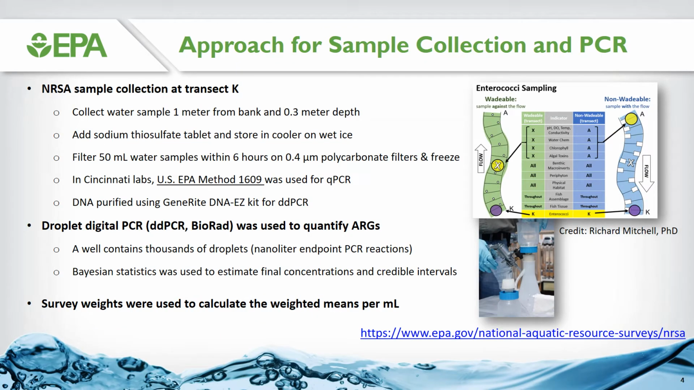The approach for sample collection and PCR is described on this slide. 50 ml water samples were collected at base flow conditions from weightable and non-weightable waters. Frozen filters were sent to Cincinnati labs for a US EPA Method 1609 PCR analysis. We used a portion of the DNA for digital PCR to determine the concentrations of target genes adjusted by the survey weights to provide weighted means per milliliter.